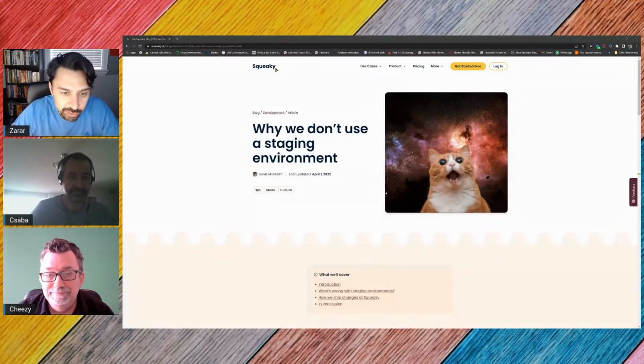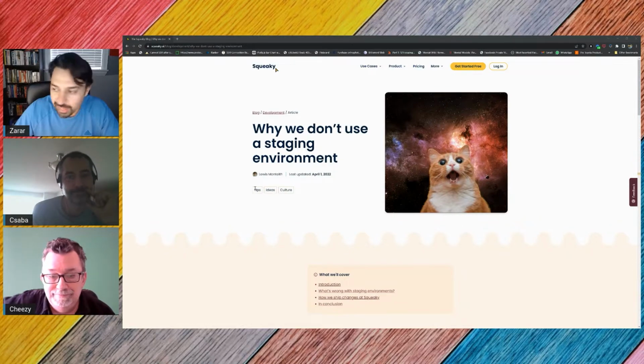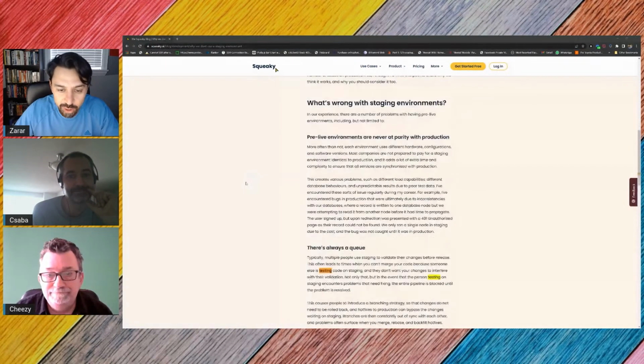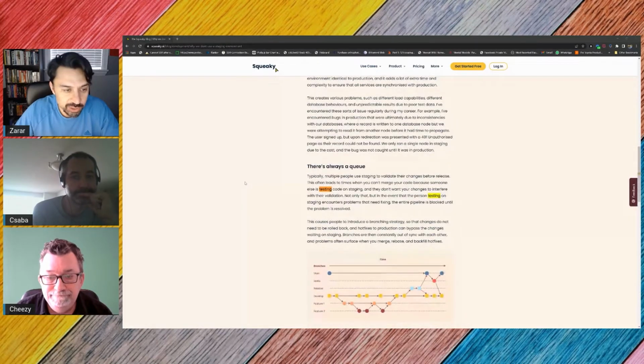This week, there was a link on Hacker News by Squeaky.ai, which is a fairly popular company, and they talked about how they got rid of their staging environment, and all the problems that exist with staging environments, like long queues and all that. They go from localhost to production. Basically, that's their workflow. Something which I think all three of us can generally agree with.